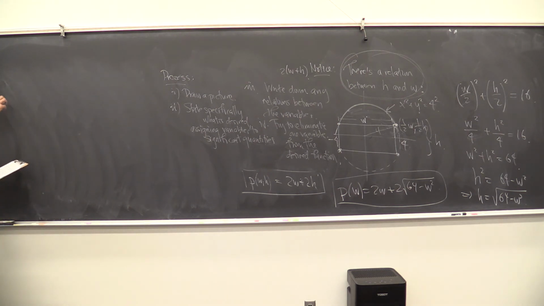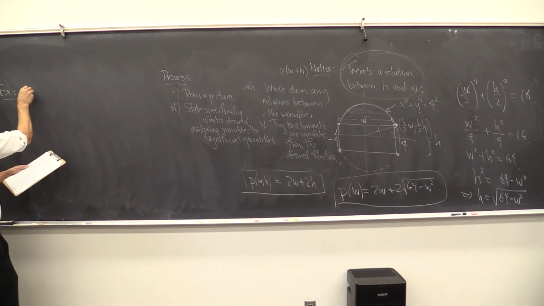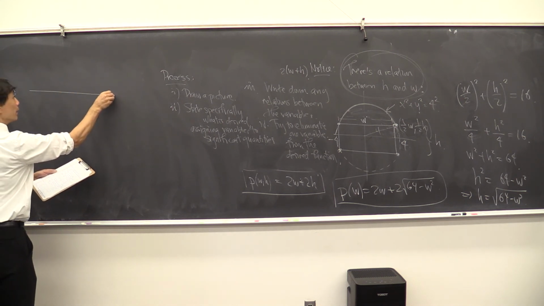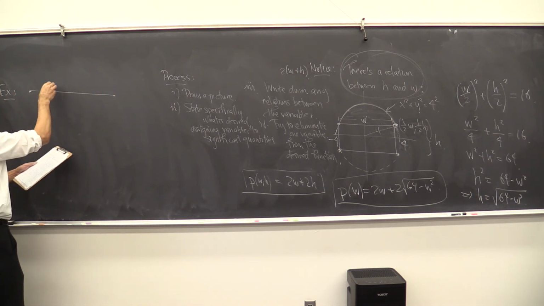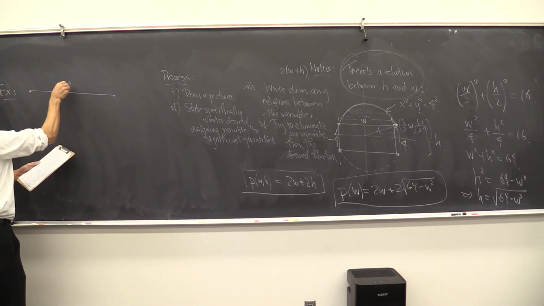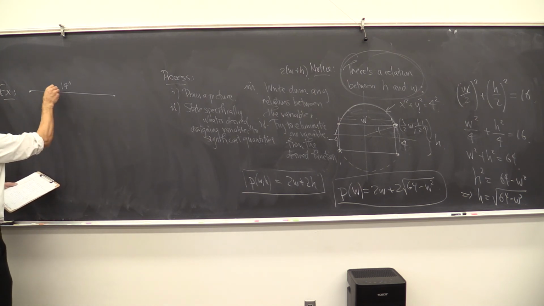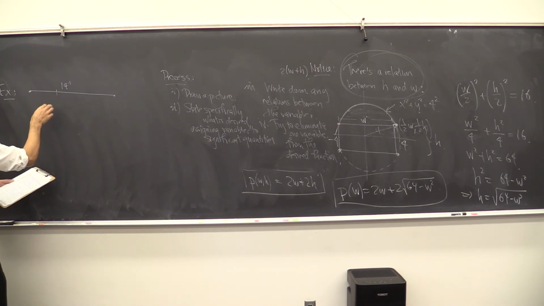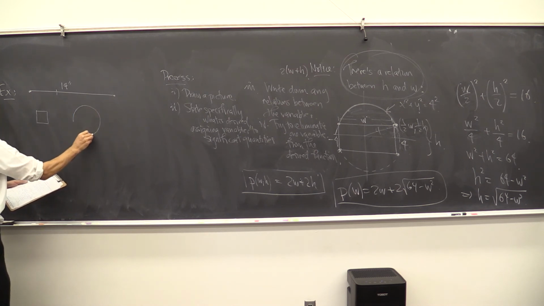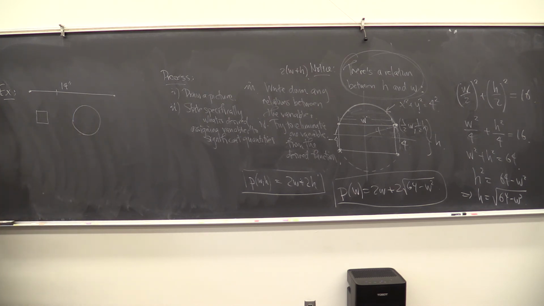Okay, let's finish with one example like this. So here you're given a piece of wire, and the wire is 14 inches long. Okay. And you break it in half, you cut it in half, and you use the part on the left to make a square, say. And you use the part on the right to make a circle. Okay, so this part becomes a square, and this part becomes a circle.